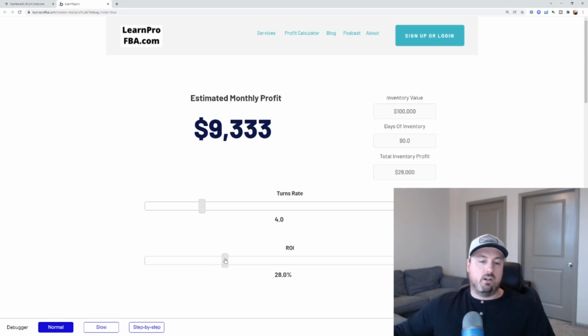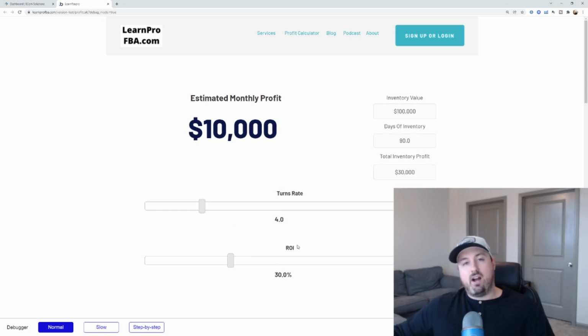If you have a 4 turns and a 30% ROI, then you're making about the same as if you had that 24.5% ROI and the 5 turns. So with 5 turns, you're basically selling your inventory every 72 days. With 4 turns, you're selling it every 90 days.